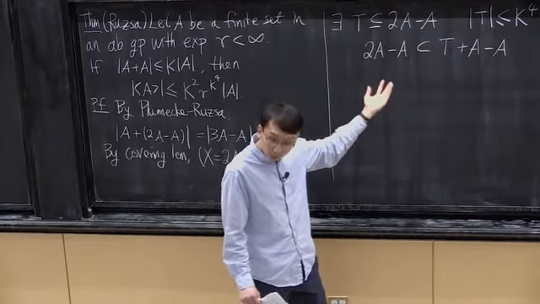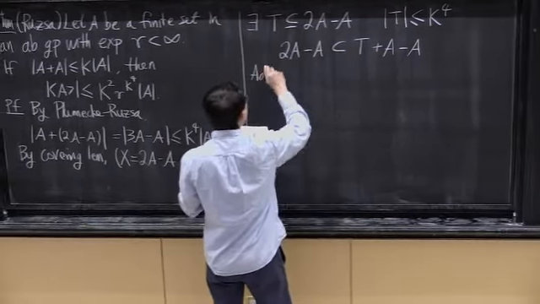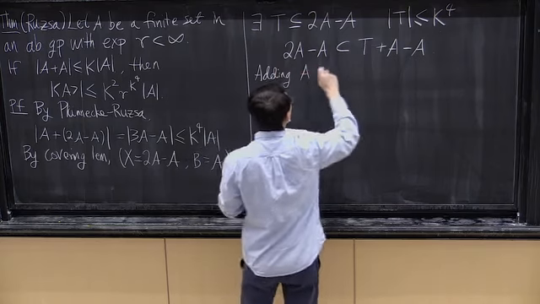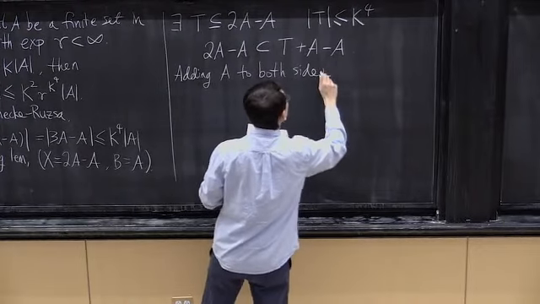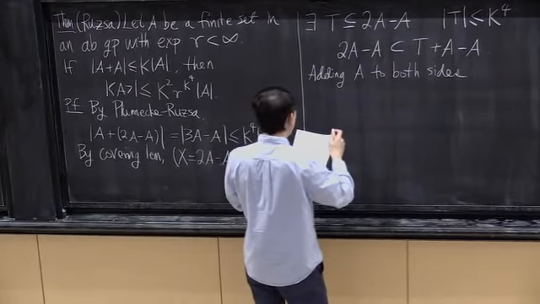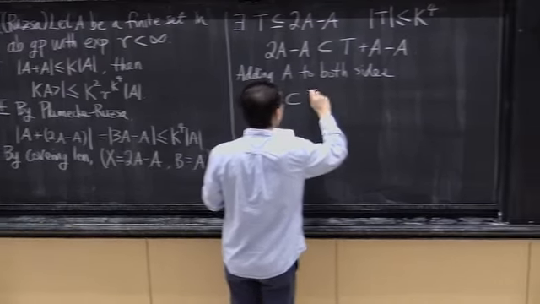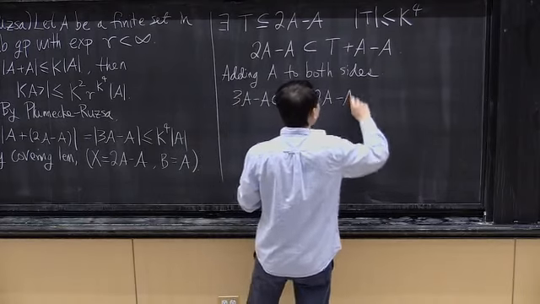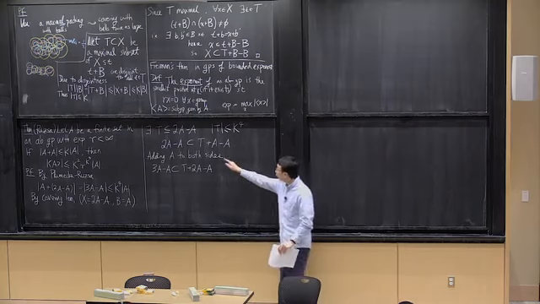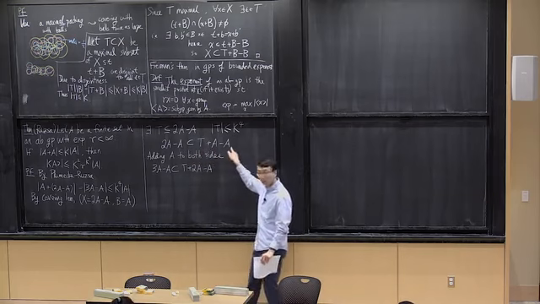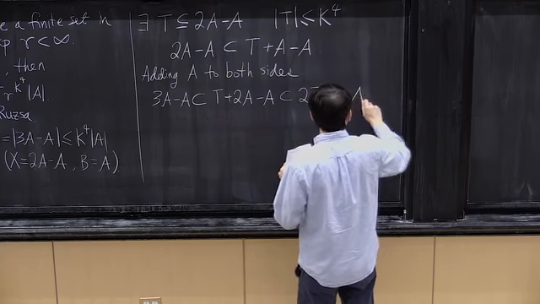So let me iterate this bound even further. We're going to iterate the containment by adding A to both sides, and we obtain that 3A minus A is contained in T plus 2A minus A. But now 2A minus A was contained in T plus A minus A, so you get 2T plus A minus A.